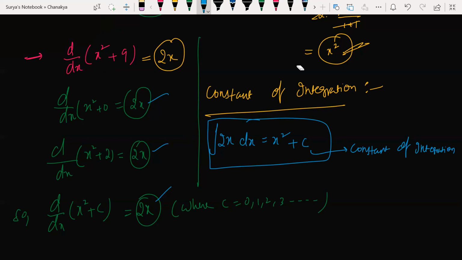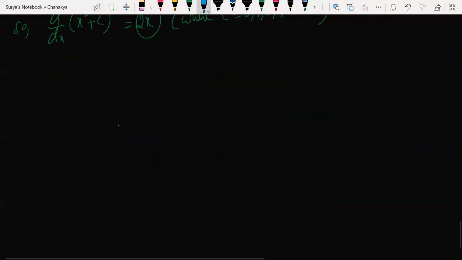All right, any doubts? Now I'll give you a couple of formulas related to integration. First of all, let us compare differentiation and integration. I'll show it to you.